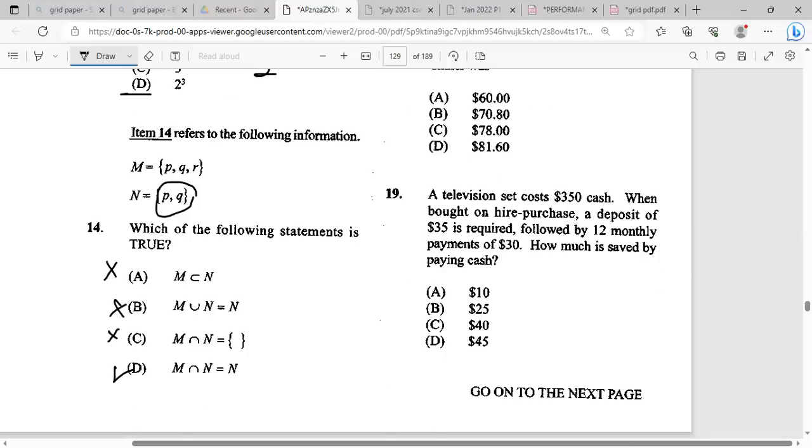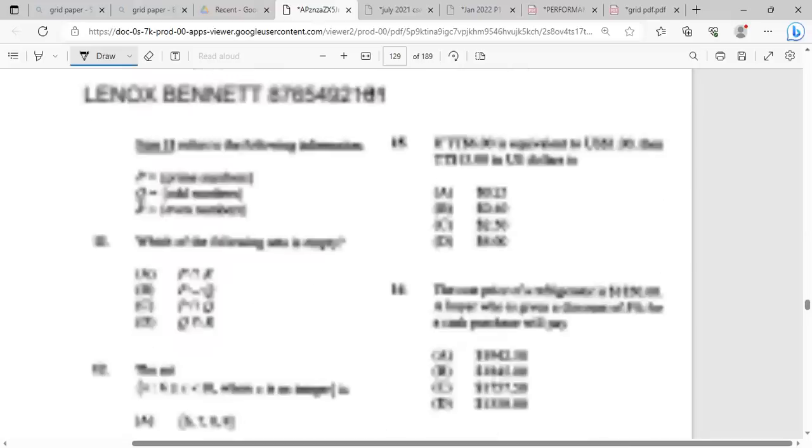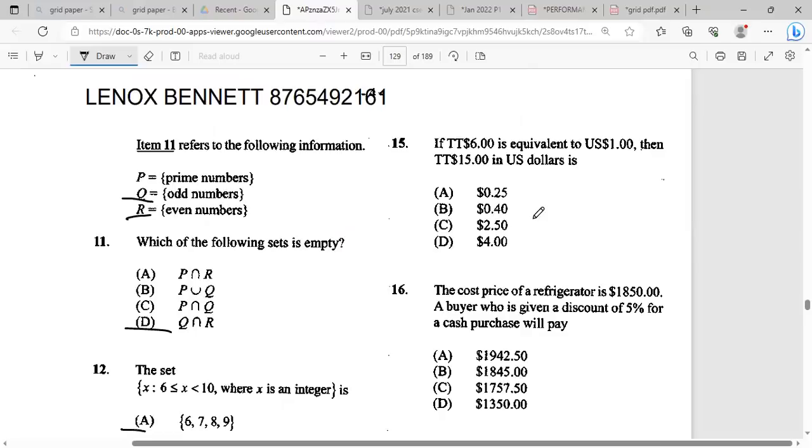All right, let's move on to the next one, which is 15. It says if TT, Trinidad and Tobago, $6 is equivalent to US $1, then US $15 in TT dollars is. This one is very prevalent also, so we have to watch that one. Let's go. So 1 US is equal to this. So if 6 is to 1, that means we're going to divide by 6, which works out to 2.5. Everyone should know that by now.